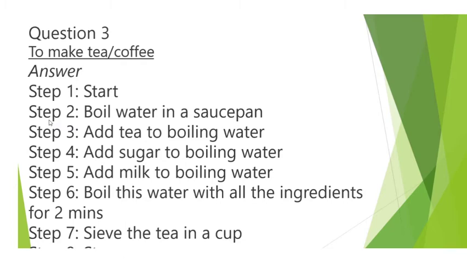To make tea or coffee, first you have to boil water in a saucepan, and the third step will be to add tea to the boiling water.